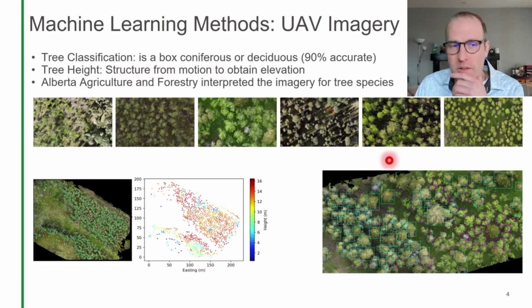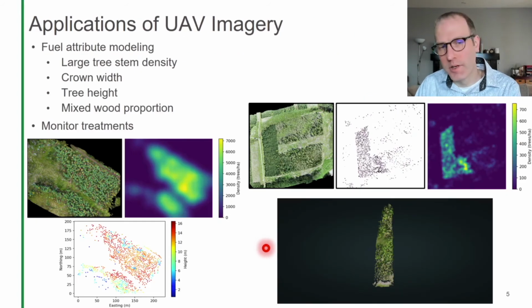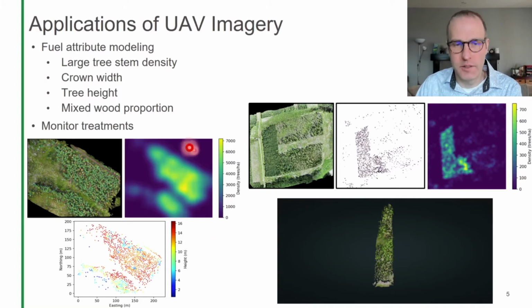The next thing that we can do is look at structure from motion in order to get elevation data. So not only can we calculate density, we can calculate tree height for every tree that we've boxed or identified. So some of the applications, we've already discussed them. As far as fuel characteristics that we can calculate densities to a fairly high accuracy, about 90%. We can calculate tree heights reasonably well.